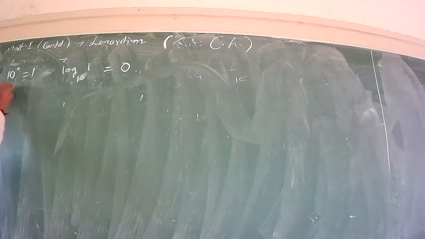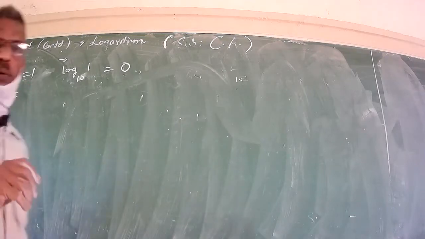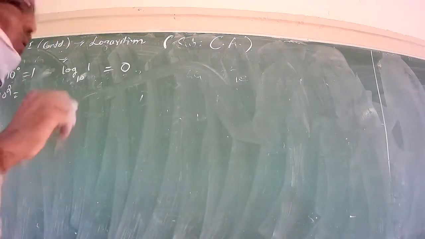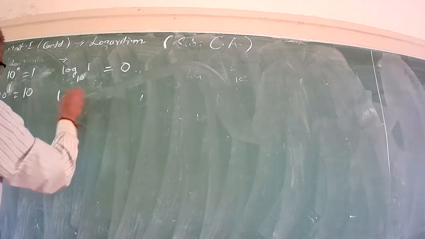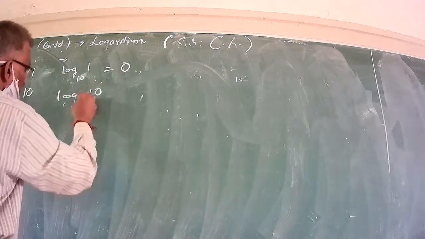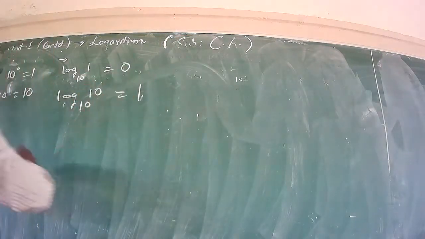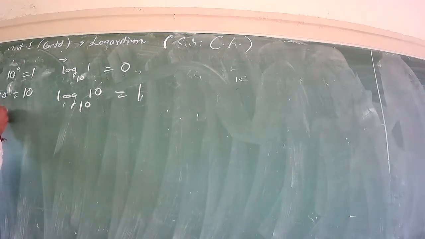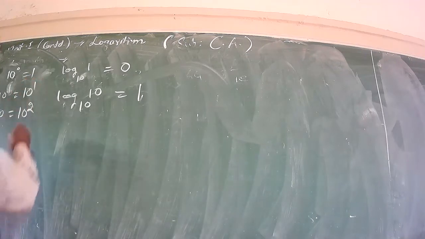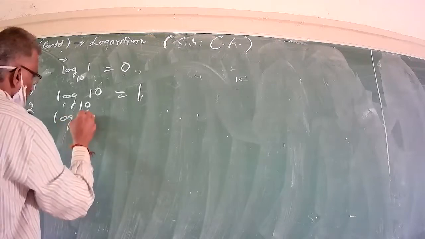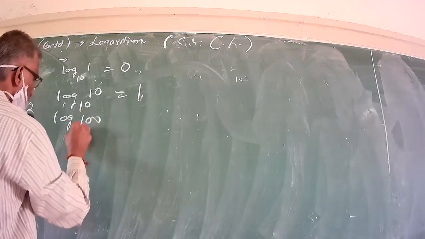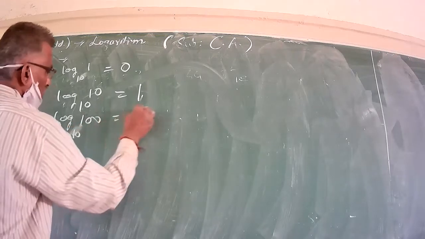Then 10 raised to 1 equals 10. So log of 10 to the base 10 equals 1. Then 10 raised to 2 means 100. So log of 100 to the base 10 equals 2.